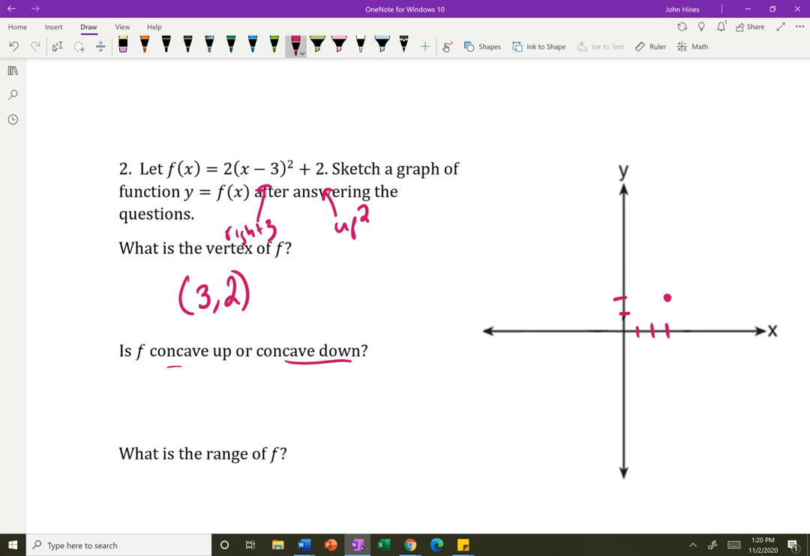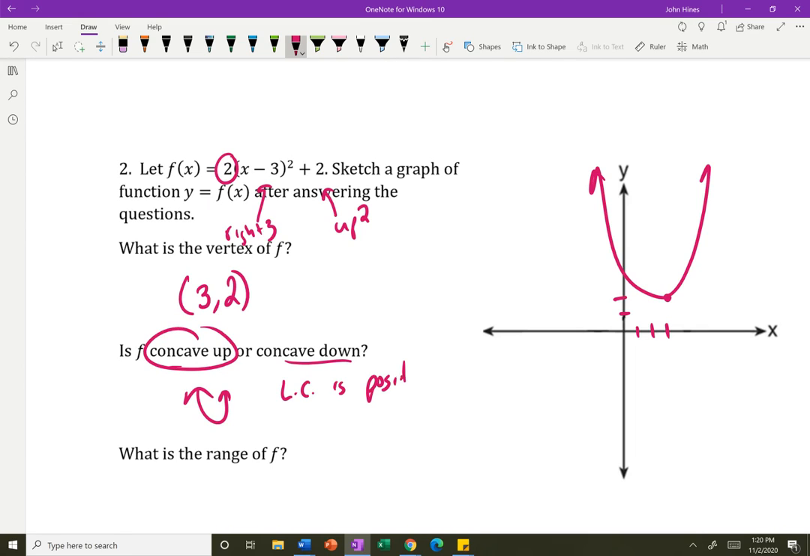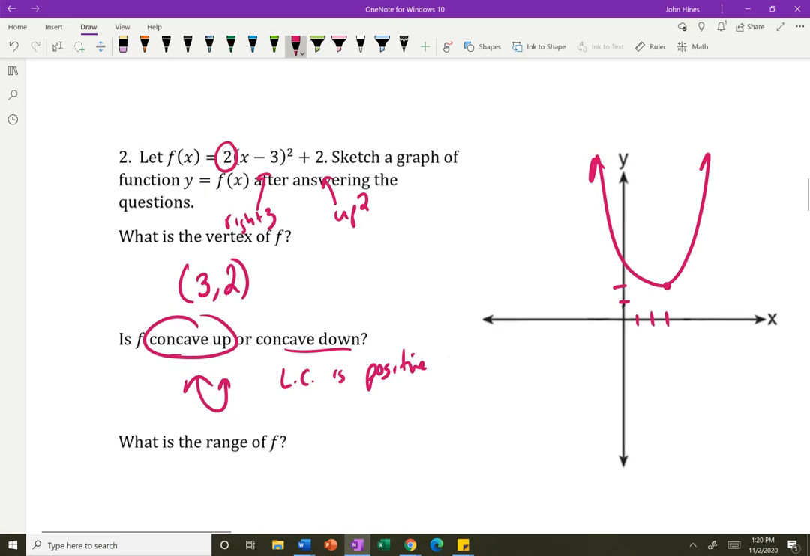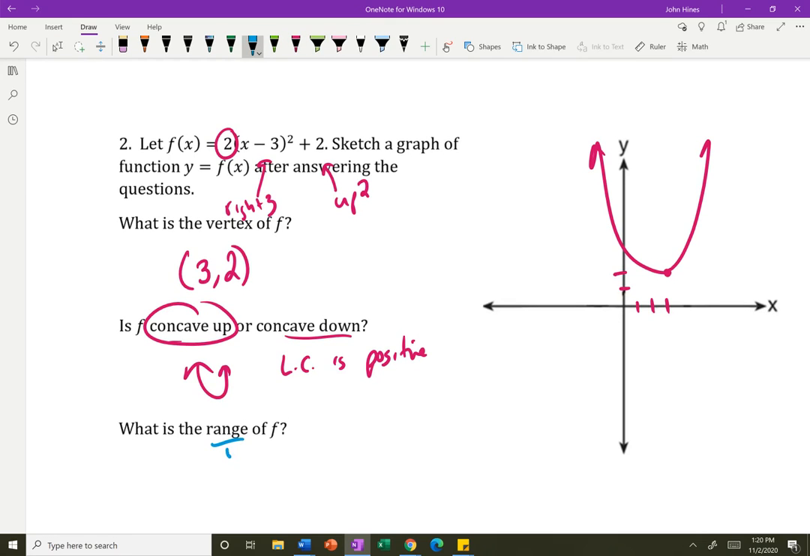Am I concave up or concave down? Well, my leading coefficient's positive, so I'm concave up. It's an even positive end behavior there, so both my arrows are going up. What's the range? When I talk about range, I'm talking about my y values. Well, my y values are 2, and they're bigger than or equal to 2. 2 is as low as I can go, but then I can go up from there. So y is bigger than or equal to 2 is my range.